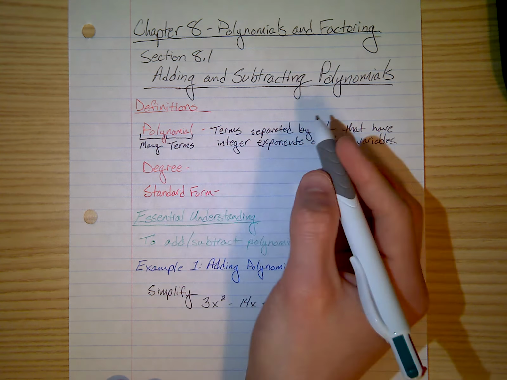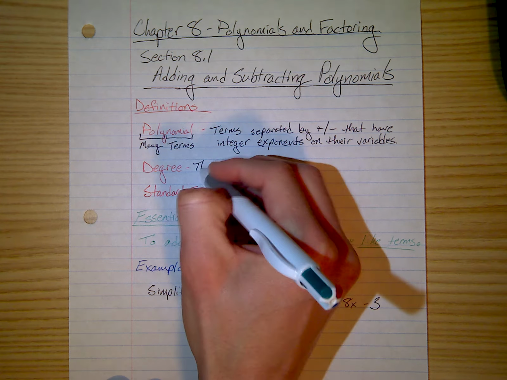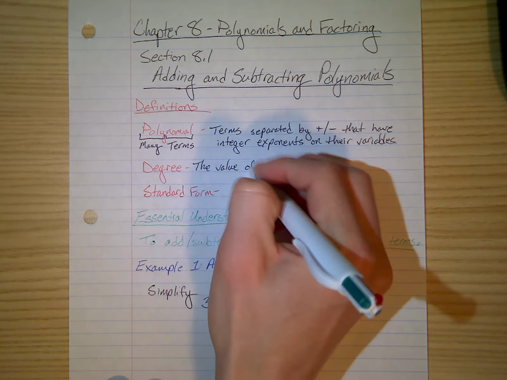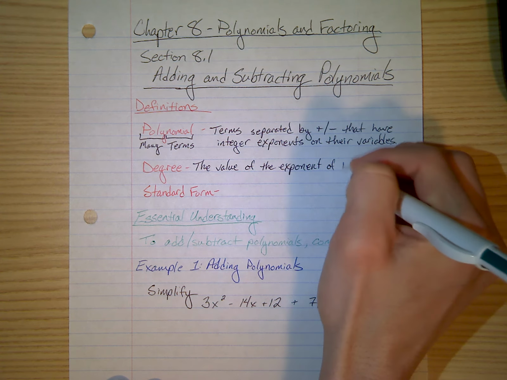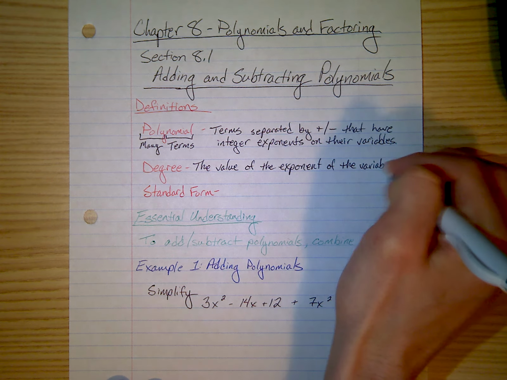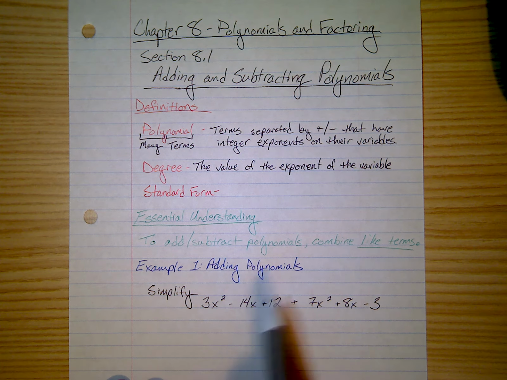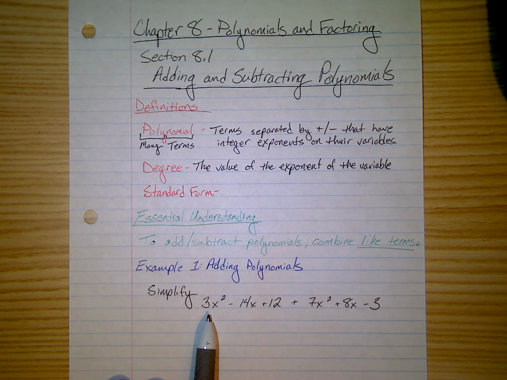The degree of a term or of a polynomial is the value of the exponent of the variable. So for example, just skipping ahead here, the degree of this term is going to be that 2. So this is a second degree term. The degree of this term is going to be a 1 because it's just x to the first power. The degree of this term, it doesn't have a variable, so technically that variable is raised to the 0 power, so this would be a degree 0 term.